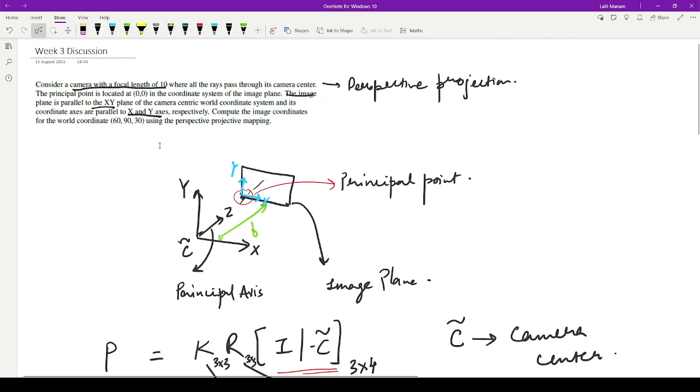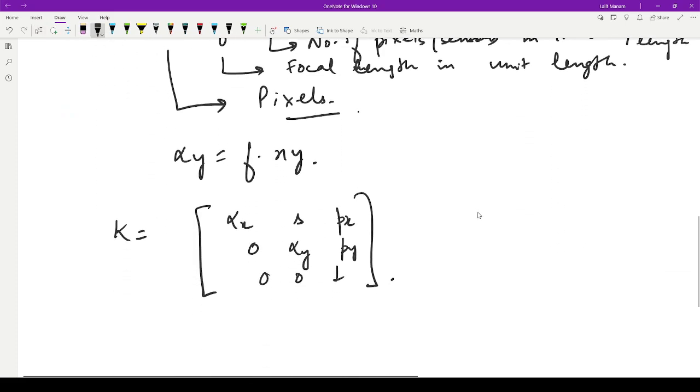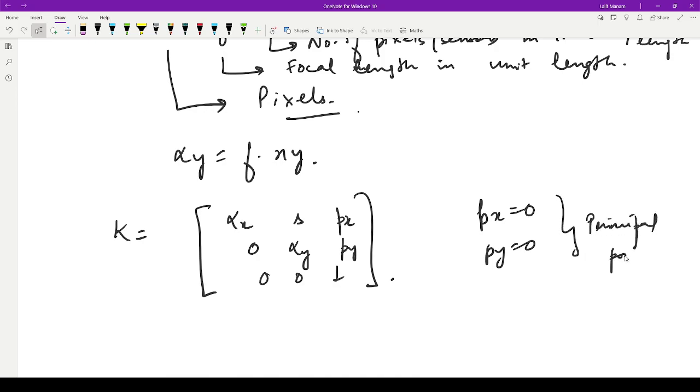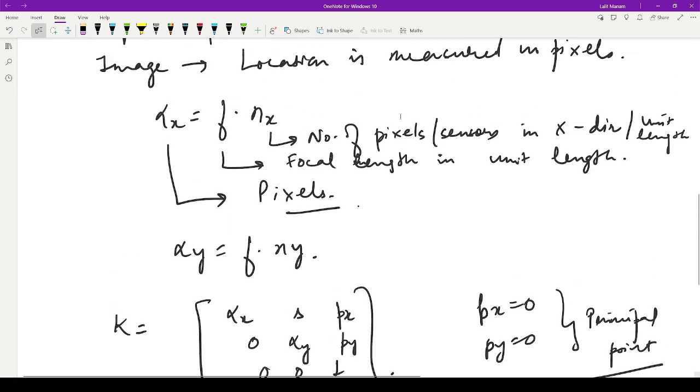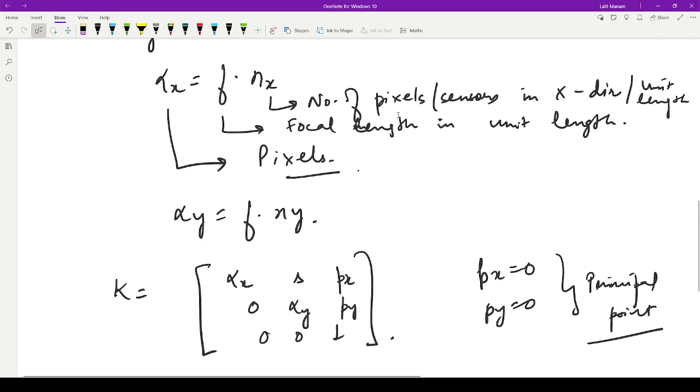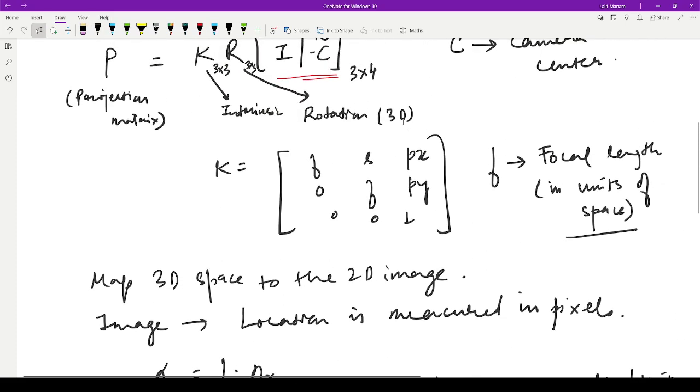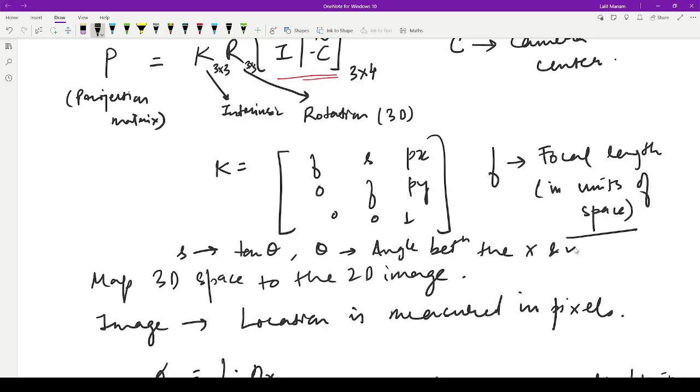Now we just read out the question. The principal point is located at 0 comma 0, which means px is 0, py is 0. This is the principal point part. And what does this s mean? The s is tan of theta, where theta is the angle between the x and y axis in the image.